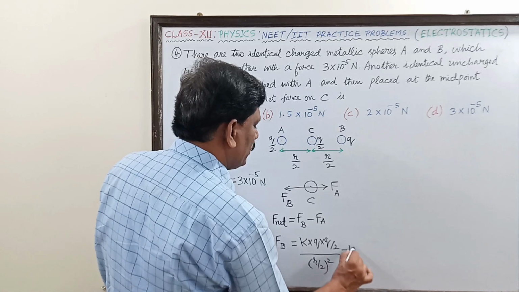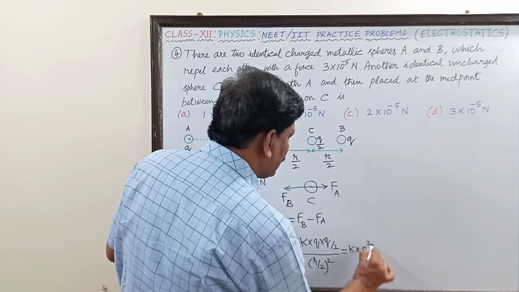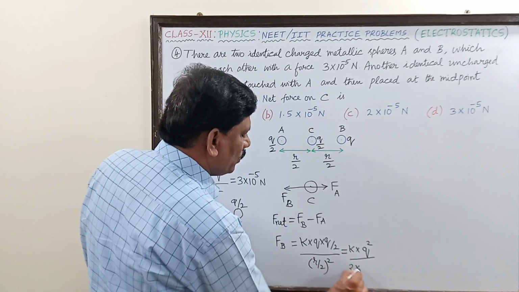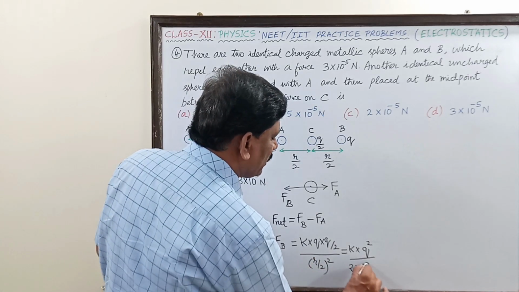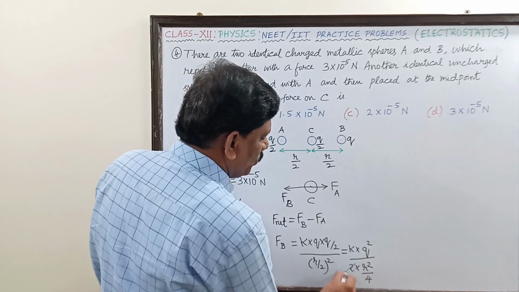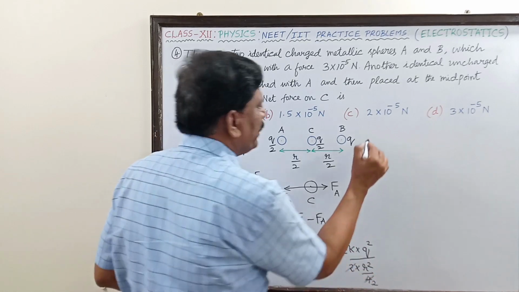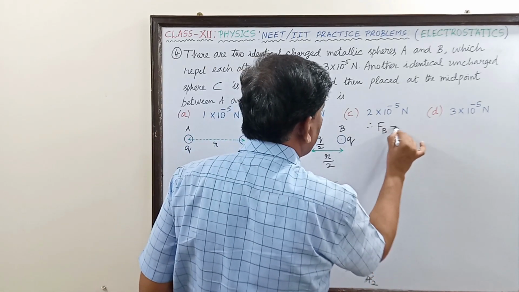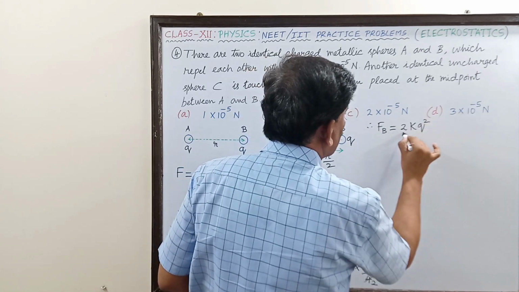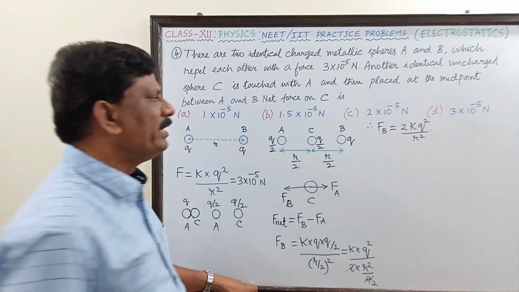So this is now equal to K into Q square, divided by this 2 coming down, 2 into R square by 4. So this is R square divided by 4. So this 2 can be cut with the 2 and this 2 is coming to the numerator. Therefore, FB is now equal to 2KQ square divided by R square. So this is the expression for FB.